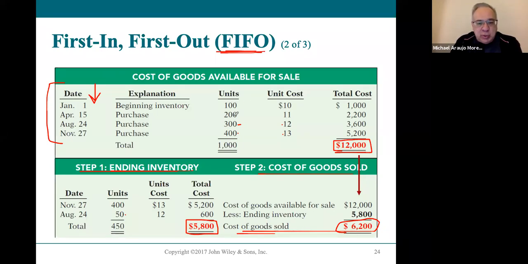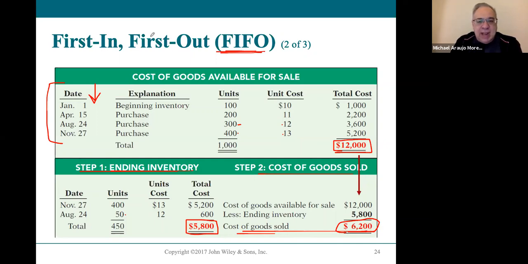These 200 units were sold at $2,200. So we're already at $3,200. Right? 250 units were sold at 12 bucks, which is another $3,000. So 1,000 plus 2,200 plus $3,000 gives you the 6,200. So you can check it that way.